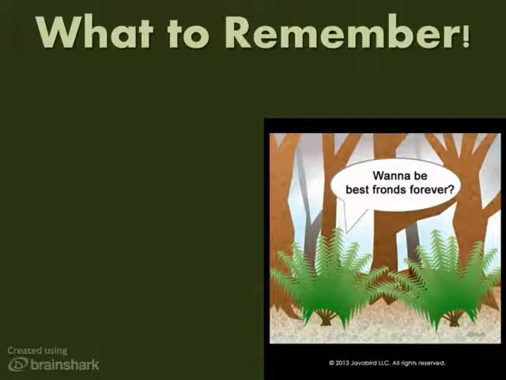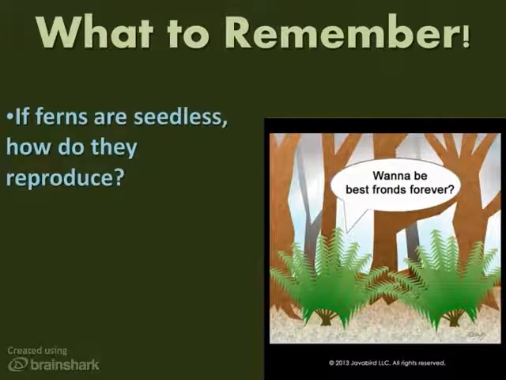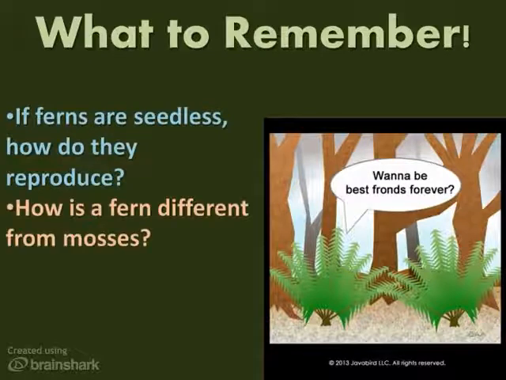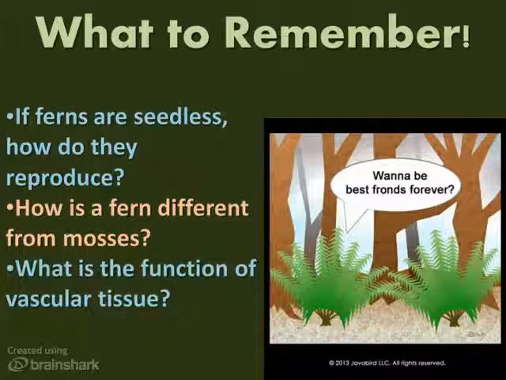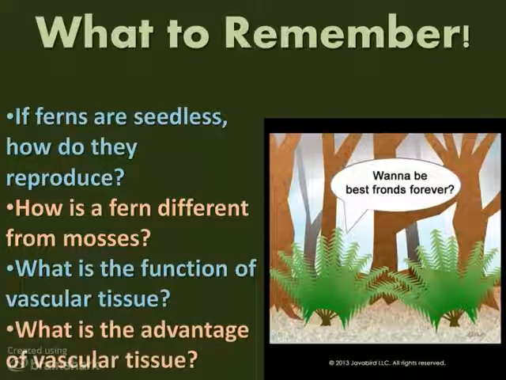So that's it for the seedless vascular plants. Let's take a look at what it is we need to remember. If ferns are seedless, how do they reproduce? How are ferns different than mosses? What's the function of vascular tissue? What are the two types of vascular tissue? And what's the advantage of vascular tissue? In other words, why did plants develop vascular tissue in the first place?